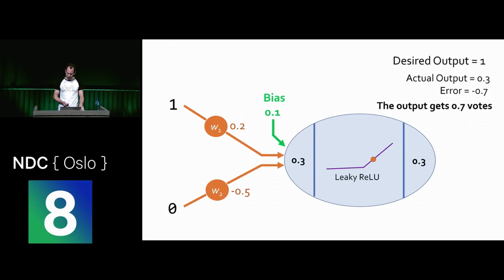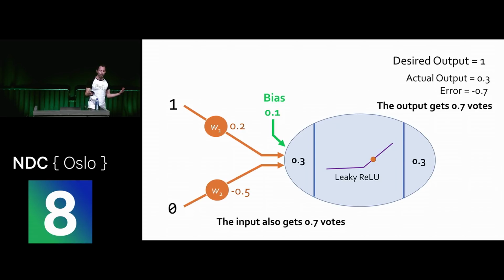Right, so if the output gets 0.7 votes, the input gets 0.7. We're on the positive side of the ReLU. If it was on the negative side of the ReLU, the input would get 0.007 votes. We would divide by 100. That would mean that we would be doing almost nothing. Right? We'd be making almost no changes, which is what we want.